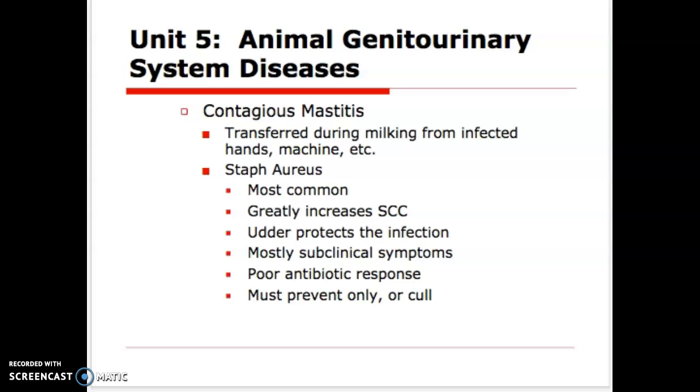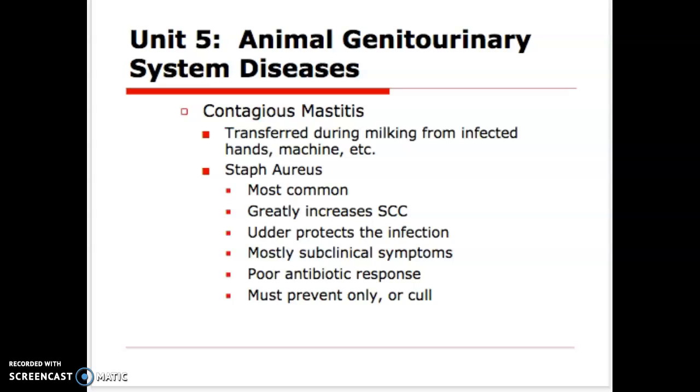Mastitis is categorized into two separate areas. It's either contagious mastitis, which has transferred that pathogen. Staph aureus is the number one here. Number one contagious mastitis pathogen we'll talk about in a second, must live in the presence of milk. So it has to be transferred in the milking process, either on your hands or in the machine from cow to cow. It is the most common type of disease, and that's Staph aureus when you talk mastitis.